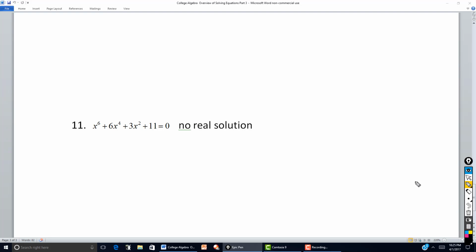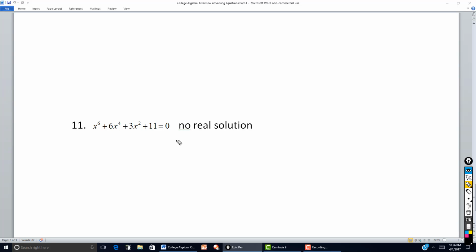So let's look at this. Notice the power on this exponent is even, 6. The power on this one is even, it's 4. The power on this one is even, it's 2. So if 0 is a solution, you would plug in 0, and what I would get is 11 on this side, right? Because all of these would cancel out. I get 11 is equal to 0. So I know that 0 is not a solution.